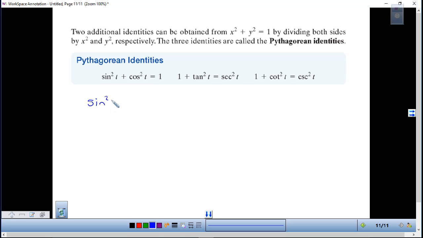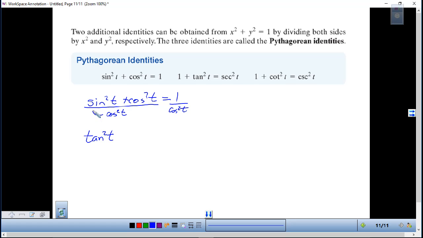We've got sine squared t plus cosine squared t equals 1. Now let's say that I need something that is relating secant squared. Well, I know that secant squared is 1 over cosine squared. So if I can divide this side by cosine squared t, I have to divide this side over here by cosine squared t as well. Now, what's going to happen here? Well, sine squared t over cosine squared t is sine over cosine all squared, and sine over cosine is tangent.